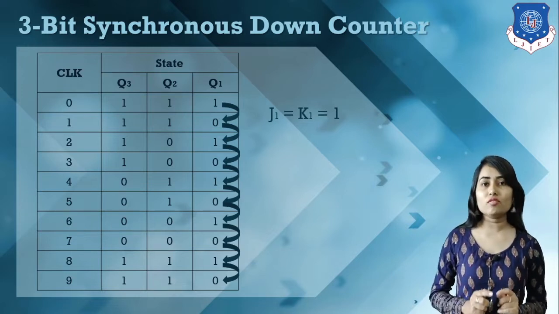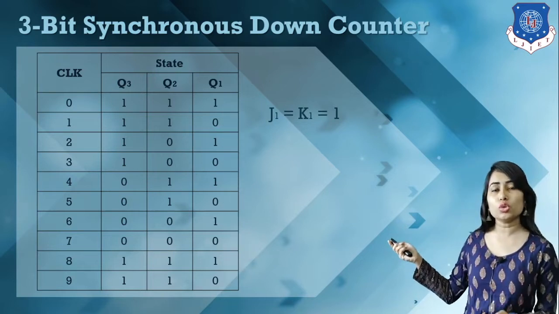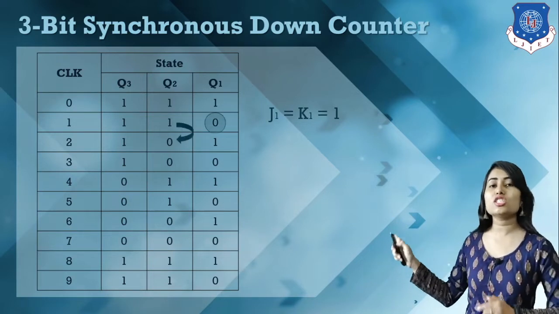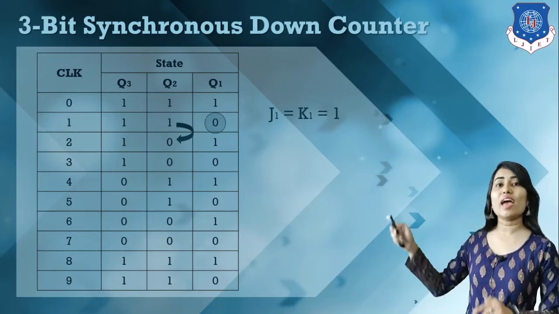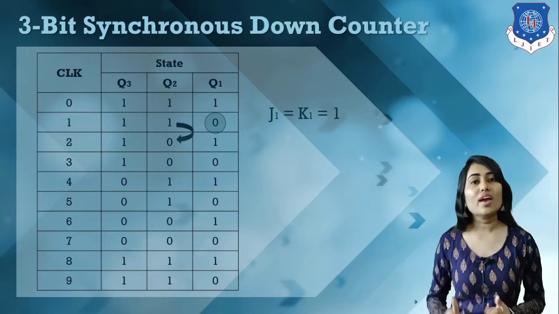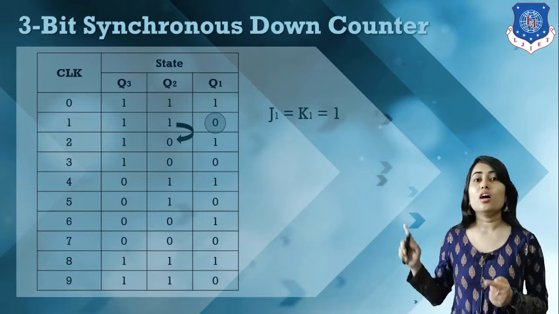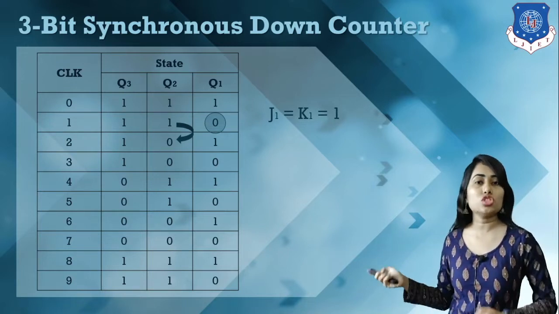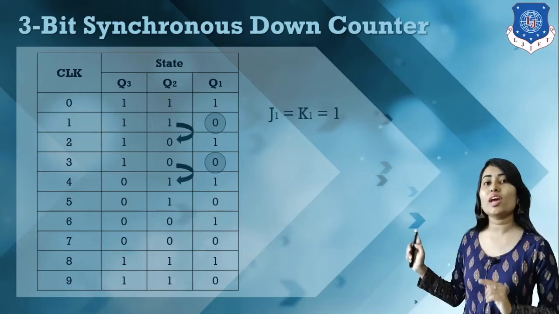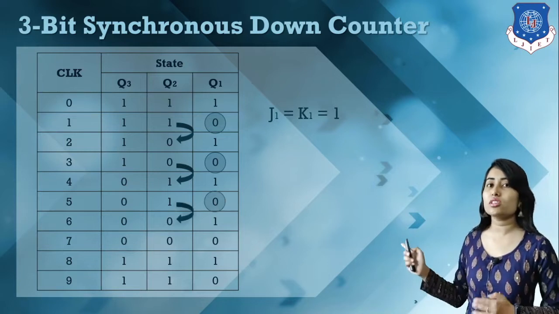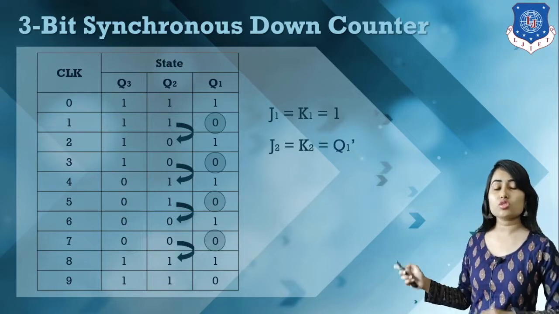Now for the second flip-flop's input, we have to observe this Q2. Here this Q2 will toggle its state, or basically the change of state occurs when this Q1 is equal to 0. When Q1 is equal to 0, this Q2 will change its state from 0 to 1 or 1 to 0. Here also we have this toggle operation, or change of state, when Q1 is equal to 0. Here we have Q1 equal to 0, so again a change of state. Here also when Q1 is equal to 0, change of state.